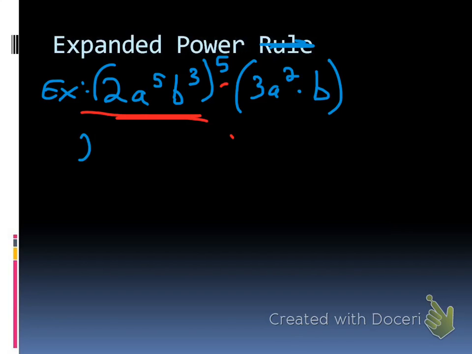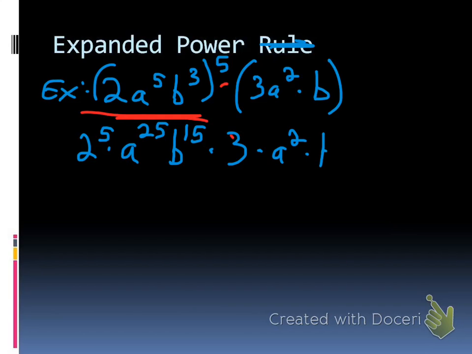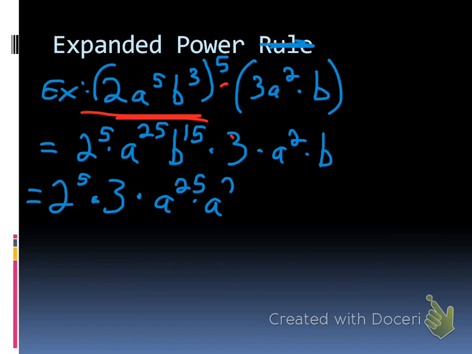That's going to be 2 to the 5th times a to the 5 times 5, which is 25, times b to the 5 times 3, which is 15, all times 3 times a squared times b. Now let me rearrange the terms so some of the terms are next to each other. I've got 2 to the 5th times 3 times a to the 25th times a squared times b to the 15th times b. And now I think I can finish this up.